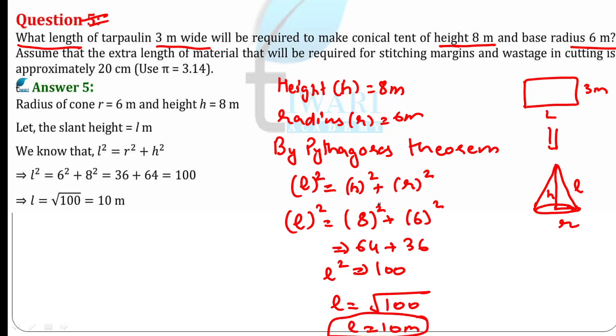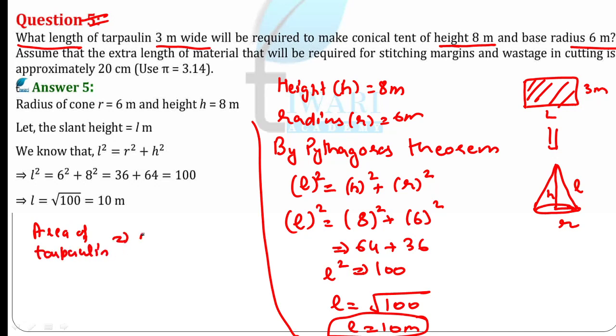So we have to calculate the area. We use this rectangular tarpaulin to make this cone. So the area of tarpaulin used is equal to the area of this conical tent. This is your rectangular tarpaulin. A rectangle has area length into breadth, and the area of a cone is pi r l. So you can easily calculate the value of this length. The value of breadth is given, that is 3 meter wide.